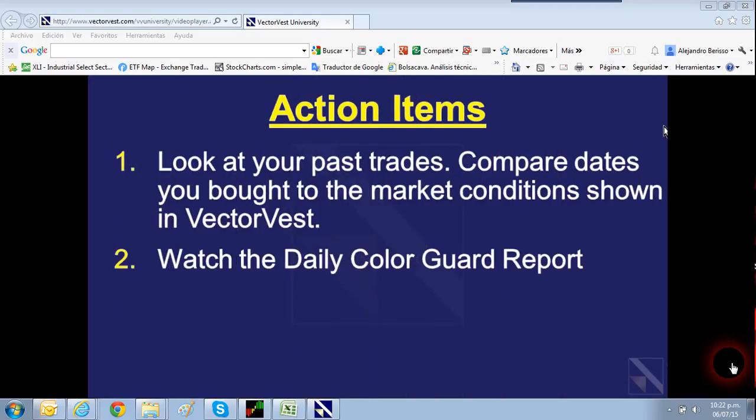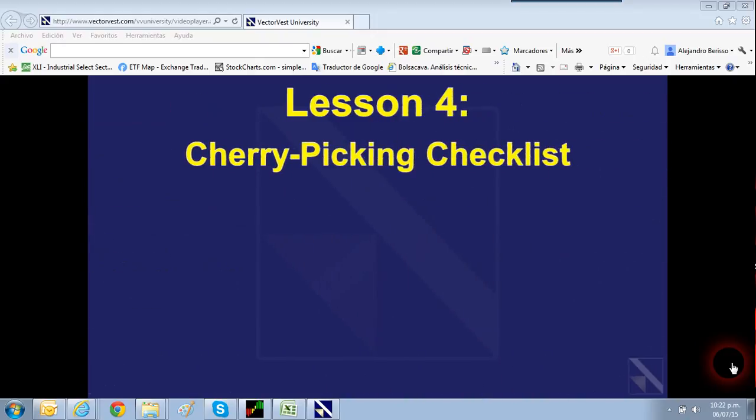Okay, so let's just do a quick summary of where we are right now. You learned how to weed the garden, so get rid of the bad stocks in your portfolio. You learned how to determine when it was the right time to be buying replacement stocks. So now when we get to lesson 4, you're going to learn how to find what stocks to buy. To do that, I'll give you a great cherry-picking checklist. This will help you easily find great stocks to buy.